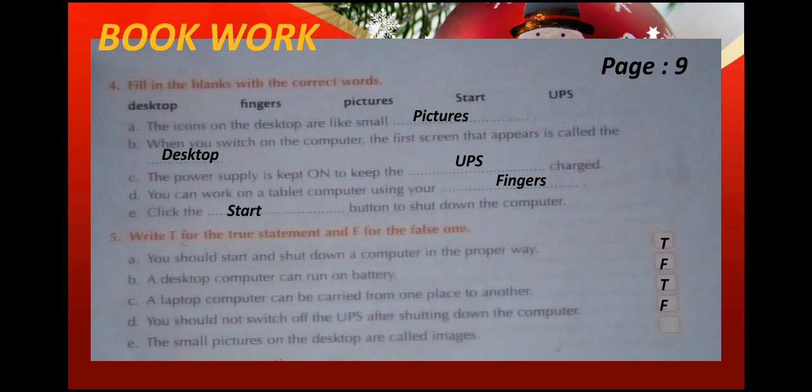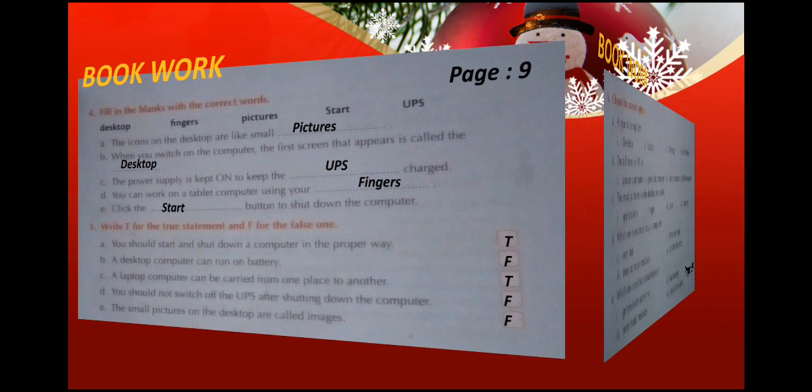Okay, let's come to E. The small pictures on the desktop are called images. What are they called? They are called icons. Okay, they both are false. Come to the next bookwork.